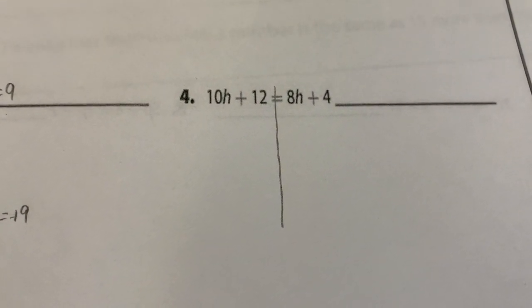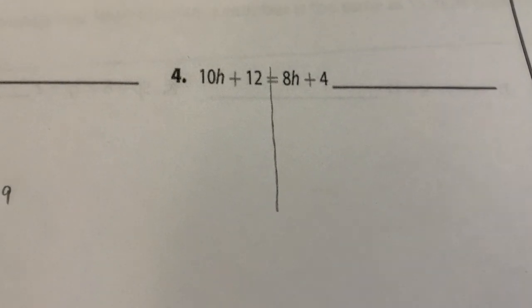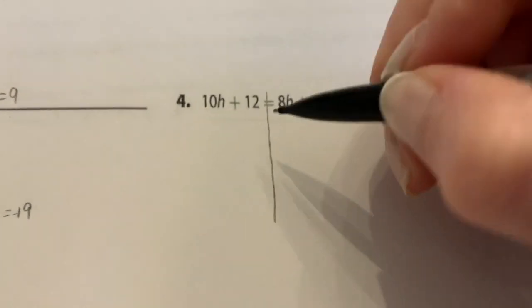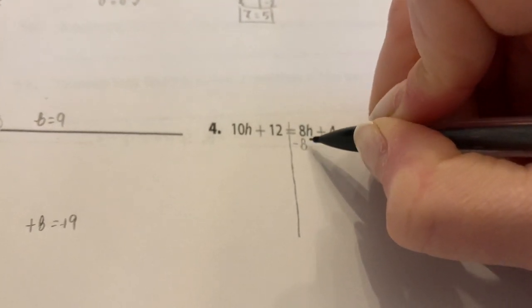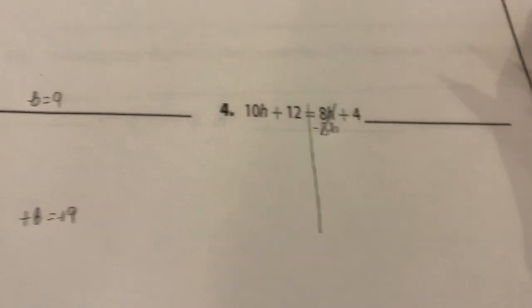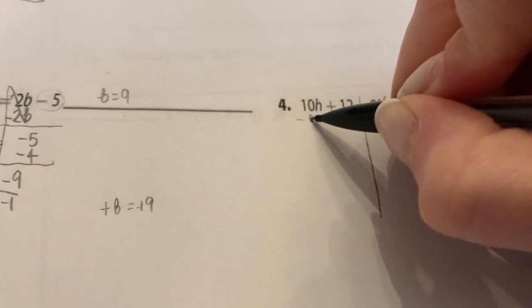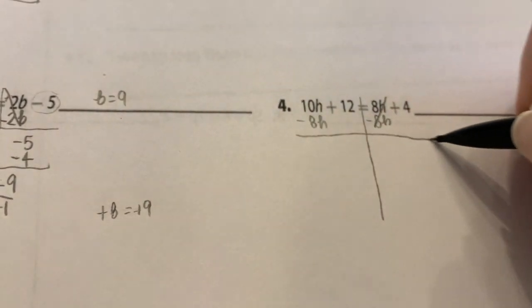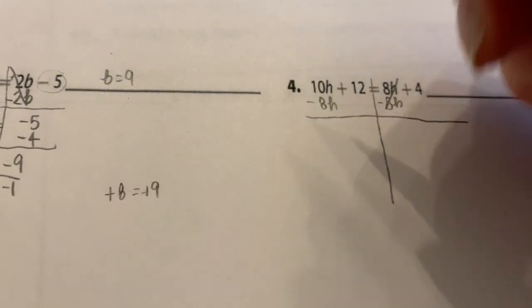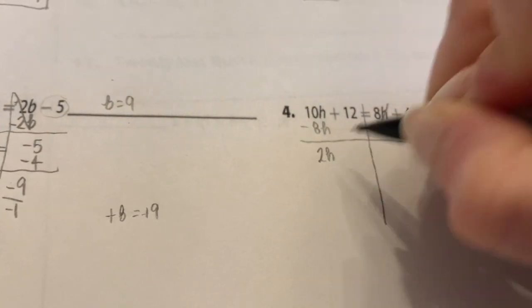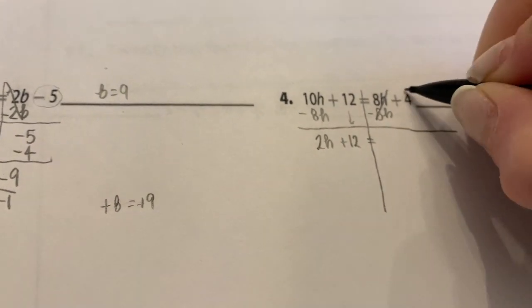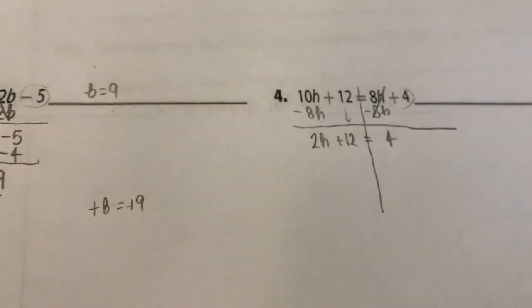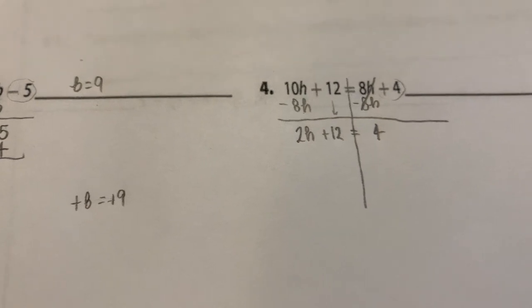We're gonna move the variables over to the left. So I have an 8h here, that's positive. So I'm gonna do the opposite, which would be subtracting 8h. What do I do to one side? I do to the other side. So this gives me 10h minus 8h, which is 2h. We bring down our plus 12 equals, this is a positive 4. This time we don't have to worry about a negative.